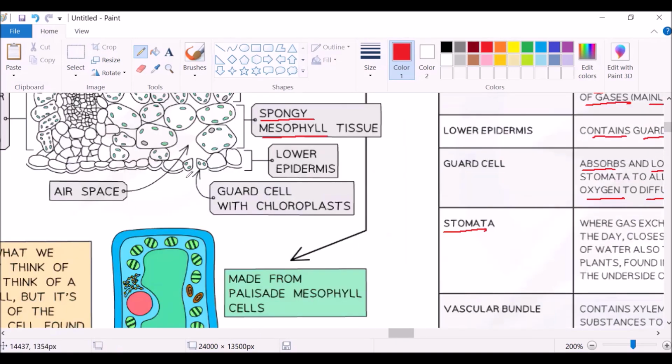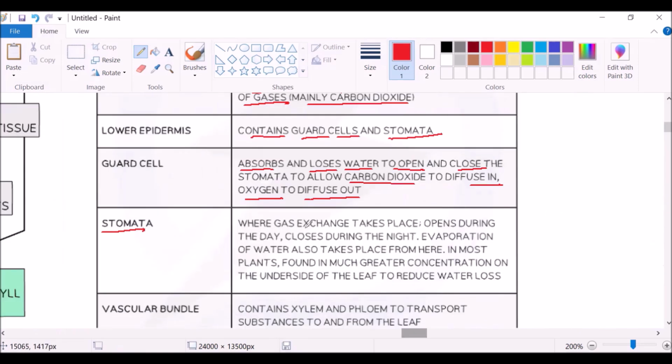The stomata is the opening between the guard cells. This is where gas exchange takes place. It opens during the day and closes during the night. Evaporation of water also takes place from there. In most plants, stomata are mostly found on the underside of the leaf.